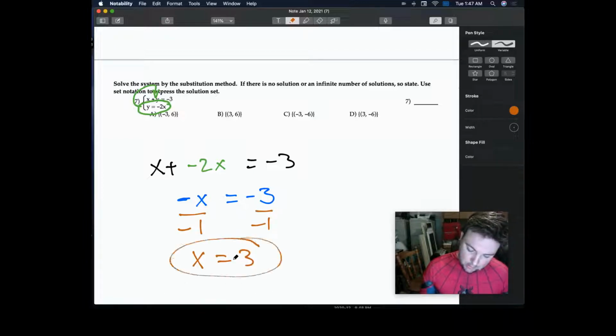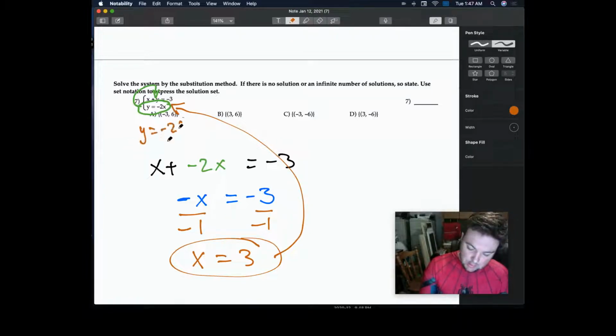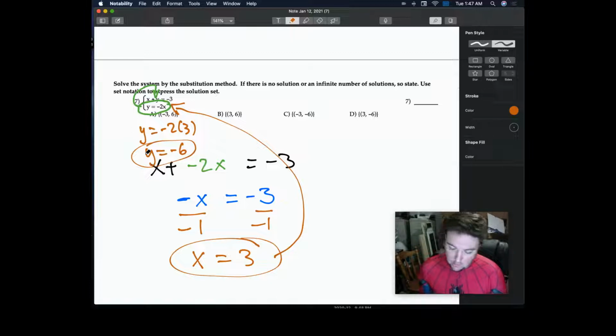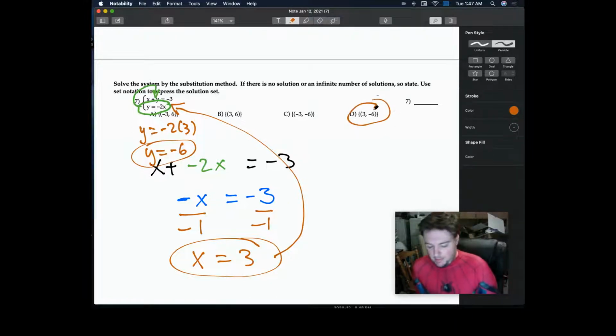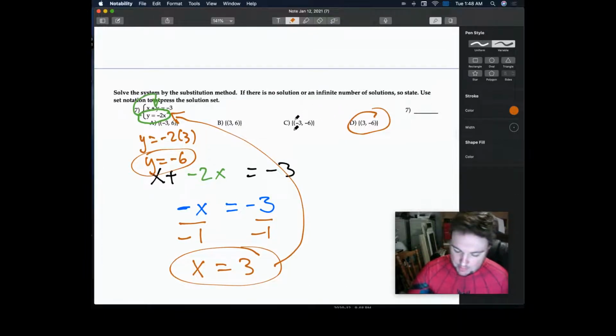So x is 3. And the really nice thing is that if I know x is 3, I can substitute that back in very easily into the second equation. So y is going to be negative 6. So if x is 3, y is negative 6. Boom, there's my answer. In the interest of time, I'm just going to move on to the next question. I have the answer key, so I already checked and saw that that was the answer.